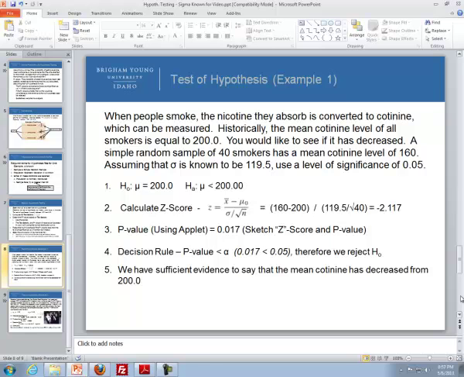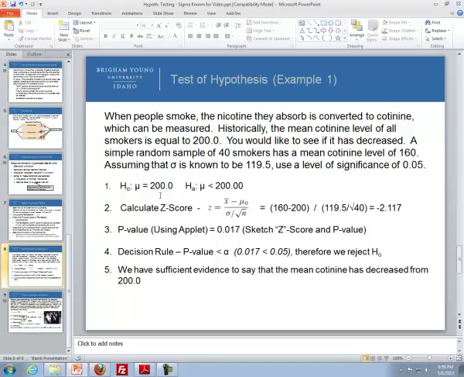Historically, the mean cotinine level of all smokers is equal to 200 micrograms per gram. You would like to see if it has decreased. A simple random sample of 40 smokers has a mean cotinine level of 160 micrograms per gram. Assuming the population standard deviation is known to be 119.5, use a level of significance of alpha equal to 0.05.